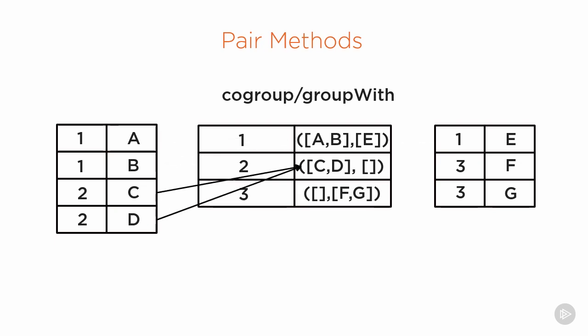You can have an empty sequence, such as the case here, where there's not any 2 keys in the right RDD, and not any 3 keys in the left RDD. Also, if you need to group with more than one other RDD, these methods have the ability to cogroup with up to 3 other RDDs.